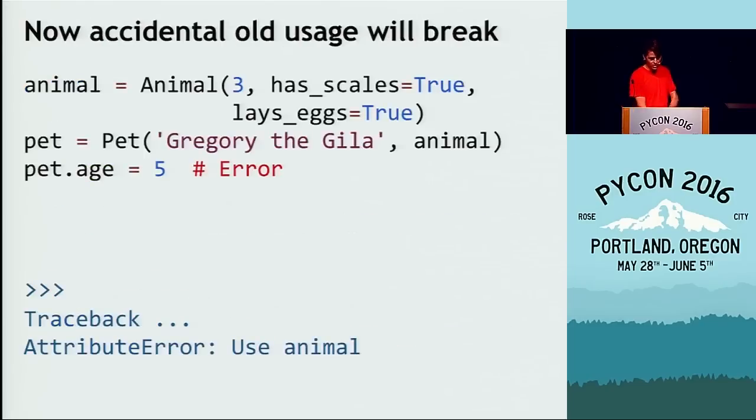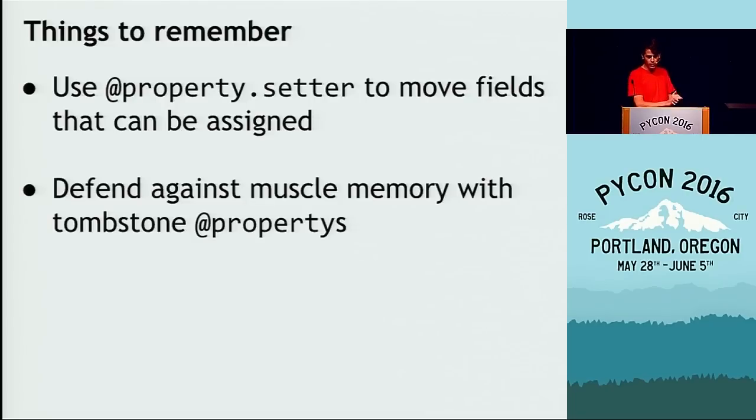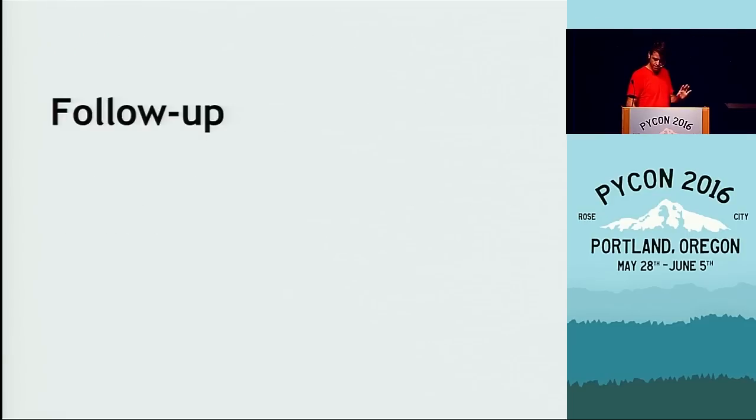You have these tombstone properties. And so then if you actually try to access the pet age here, it'll throw an error immediately. And that's just a defensive thing. So this is because of old habits dying hard. This will protect against it. OK, so things to remember. Use property setter if you're trying to move assignable fields. Use tombstone properties if you want to prevent yourself from hurting yourself with those refactorings. And that's the main stuff.